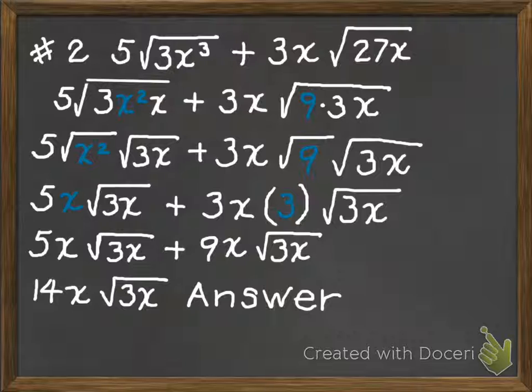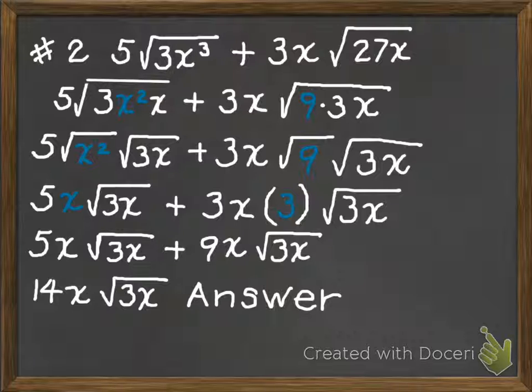Then on the third line, we use the product rule to write the perfect square radicands under separate radical signs. So I took out all the blue and put them under separate radical signs. So we have 5 times the square root of x squared, where x squared is a perfect square, times the square root of 3x, plus 3x times the square root of 9, where 9 is a perfect square, times the square root of 3x.